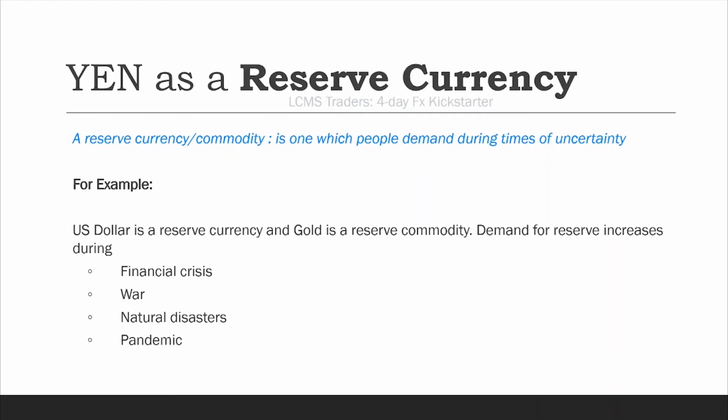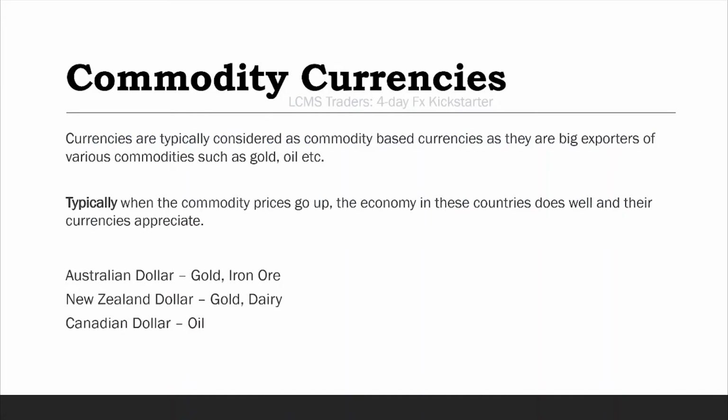Natural disasters are also another example, and most recently the pandemic. It's a very current example where we saw gold reach massive highs because of that reserve commodity status. With every uncertainty, we're likely to see capital move towards reserve currencies and or reserve commodities. Okay, so the reserve commodity is gold.